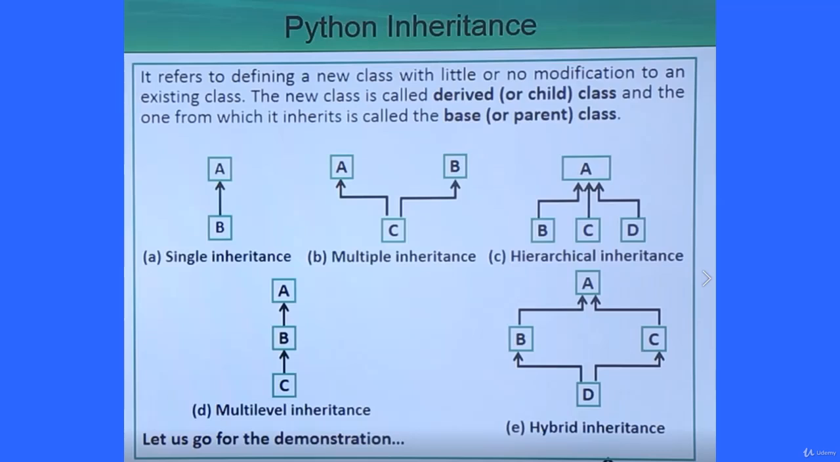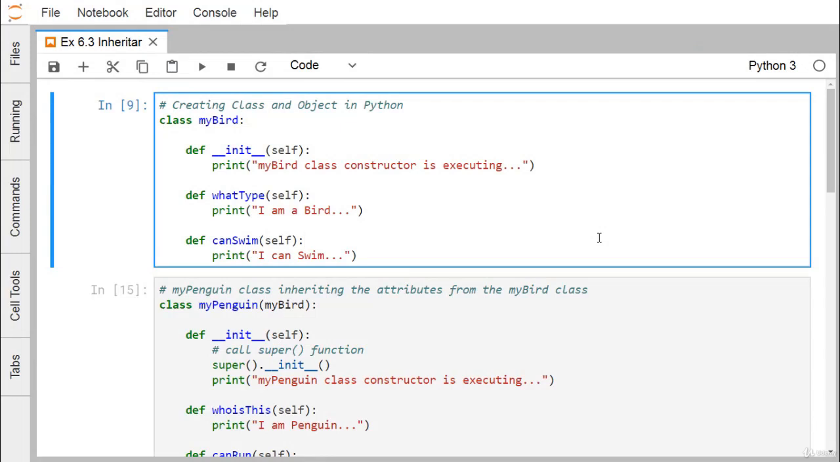In this session, we shall discuss inheritance and polymorphism, as observed in Python object-oriented programming. Here we have defined one class. The name of the class is myBird. This is the constructor, what type is one method, and can swim is another method. The method bodies are very simple. We have just put one print statement there.